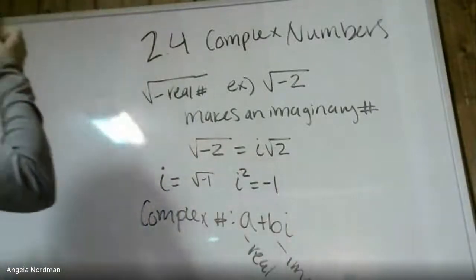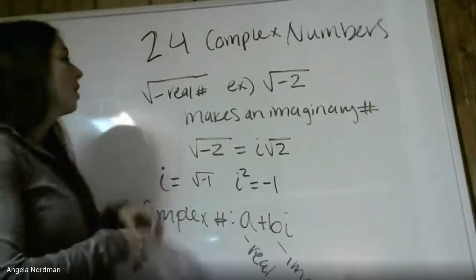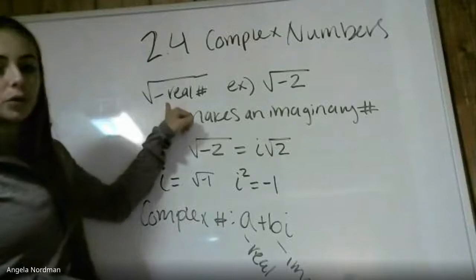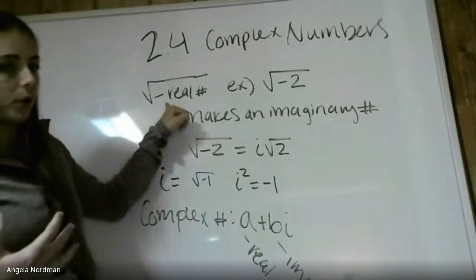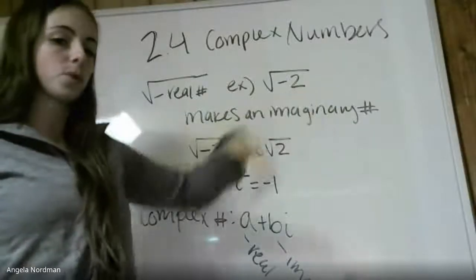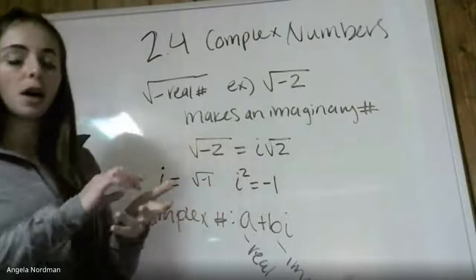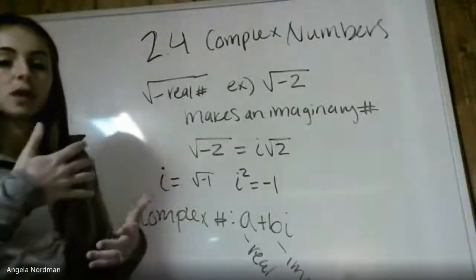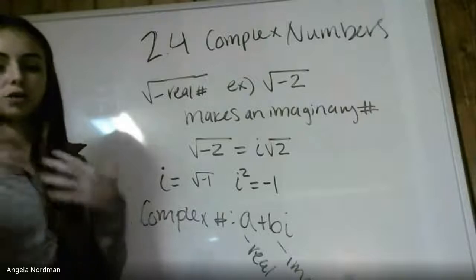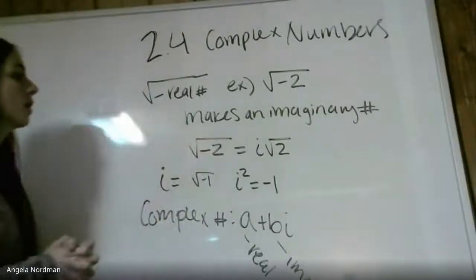So you would have learned about this letter i before in math. Whenever we have the square root of a negative real number, for example the square root of -2 or the square root of -5, anything that's a real number. Real numbers are decimals. They are negative numbers. They're rational numbers. They're integers. They're everything, anything besides imaginary, basically.